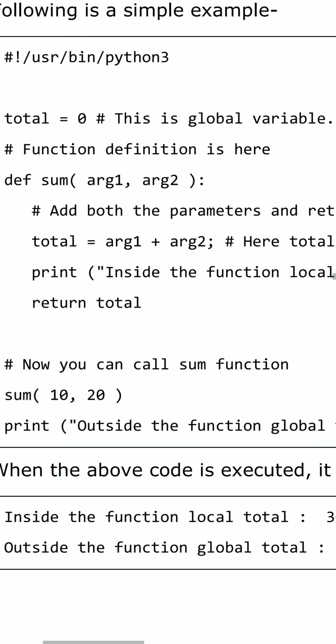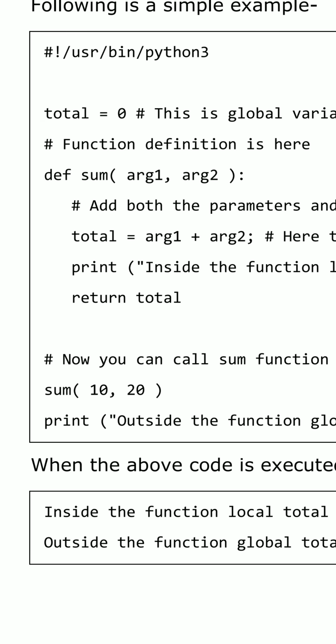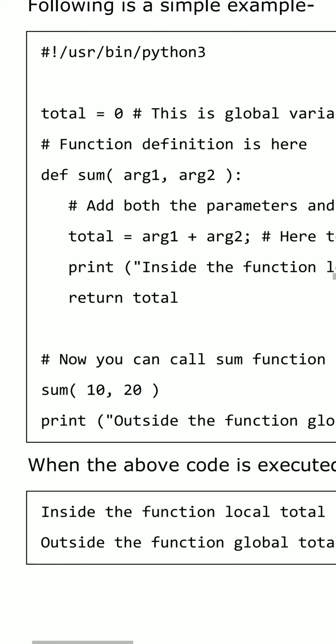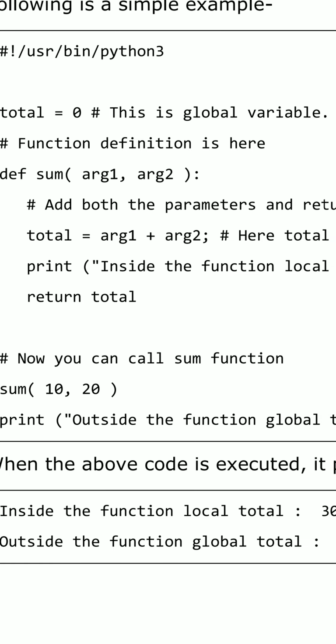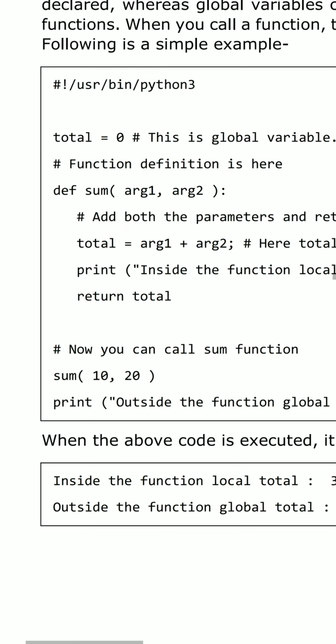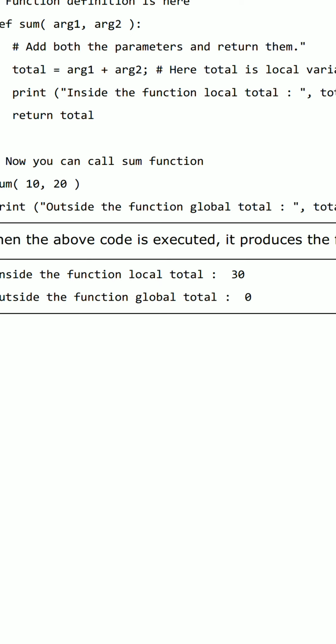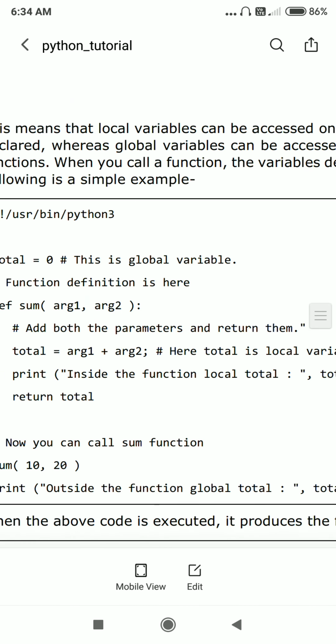Next, what is the local variable? After creating the function, I am using the total variable to add the two arguments and store the value into total. This is the local variable, and its scope is only up to that block, while the global total's scope is throughout the program. That is the main difference between local and global variables, and that is the scope of a program. When the above program is executed, we get the following result: 30 and 0.